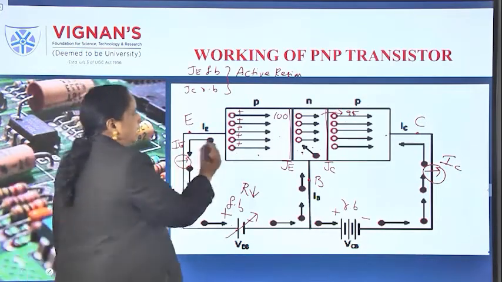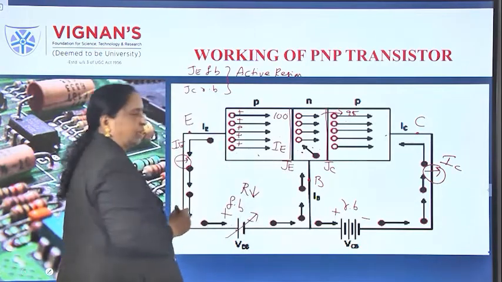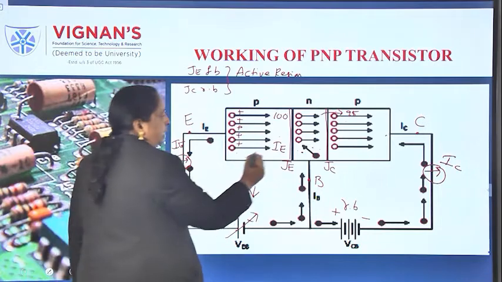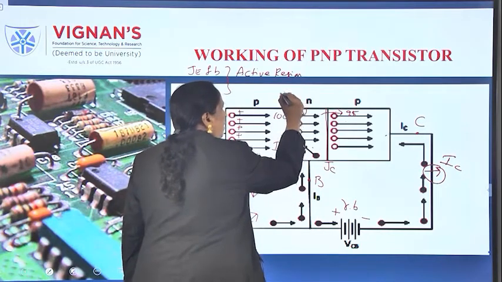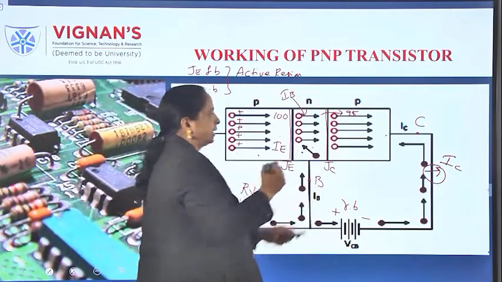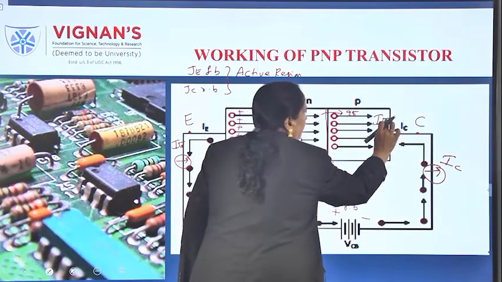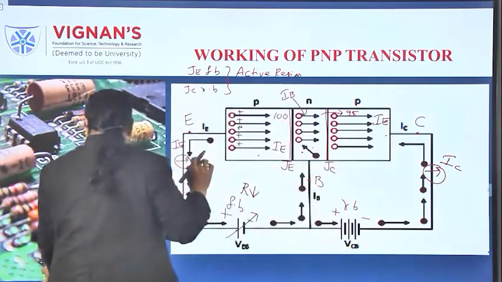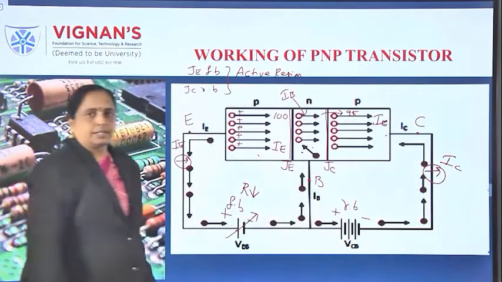Here inside this one also the charge carriers are moving. We call this the emitter current. And here some recombinations take place. So that will constitute the base current. After that, the charge carriers enter here. They are also moving. That will constitute the collector current. So this is known as the collector current.